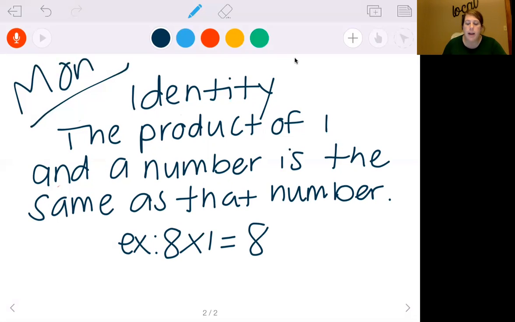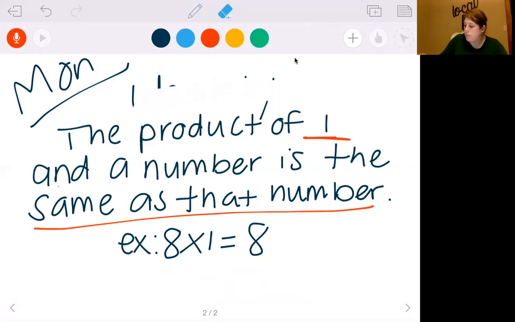We talked about that last year, and we also talked about that with the addition property when we said 8 plus 0 would equal 8. So anything times 1 is going to be that number. Your key word would be a product of 1 and then same as that number. Anything times 1 equals that number. You know that already, you just need to remember that it's called the identity property. All right, I'm going to pause and go to the next one.